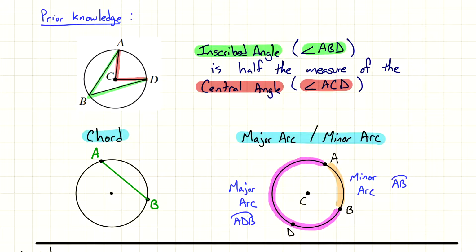And then some other terms that were mentioned, this idea of a chord, where the endpoints of this segment are on the circle. And then major arc, minor being the smaller arc versus major being the larger of the two arcs that complete the full circle. In this case, for the major arc, don't forget we use 3 letters to indicate direction. To go from A to D to B would tell us we're going the long way around the circle, versus a minor arc would be the shortest distance from A to B.